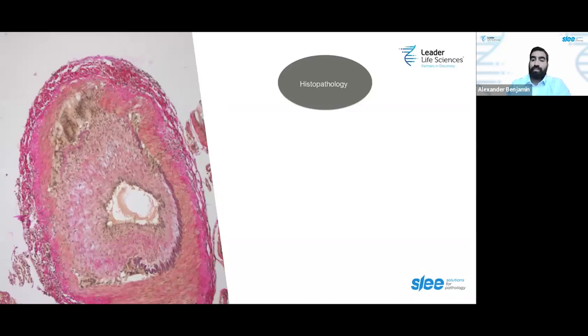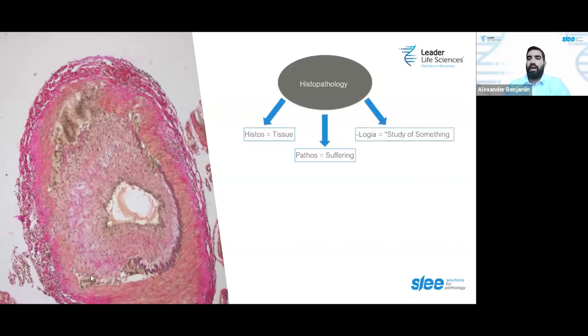Perfectly. Being Greek myself, I always like to start this presentation by analyzing the word histopathology, because the word itself comes from the Greek language. It consists of three different words. The first one is histos, which means tissue in Greek. The second one is pathos, which means suffering or any kind of suffering. And the suffix logia, which means generally the study of something when you add it to the end of a word.